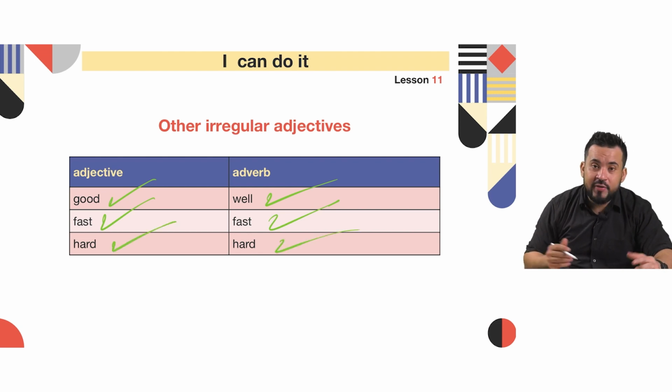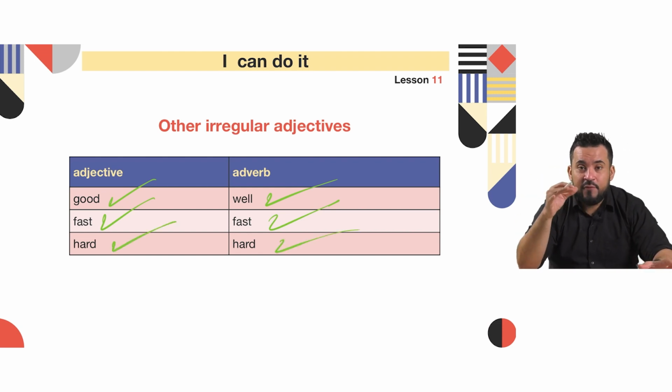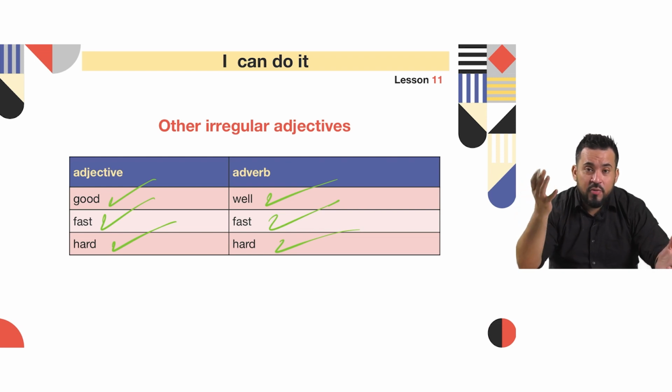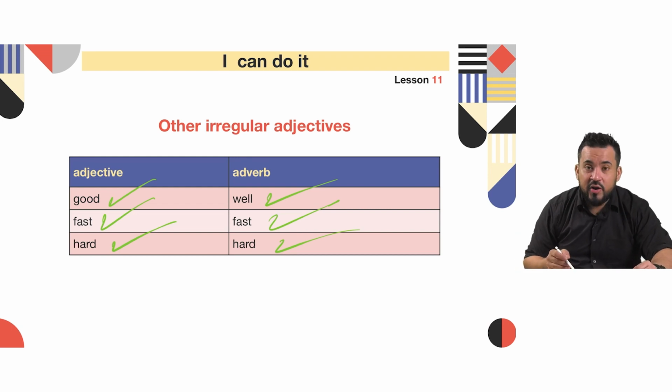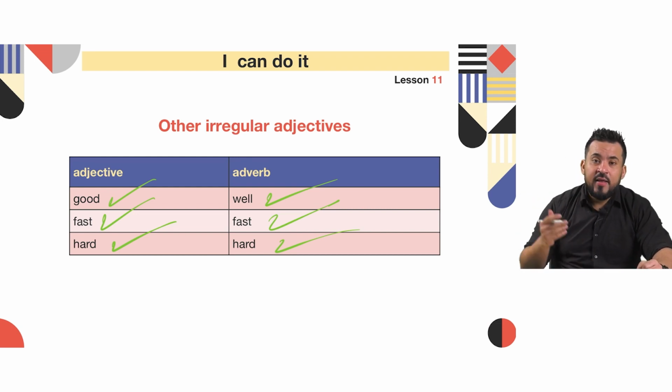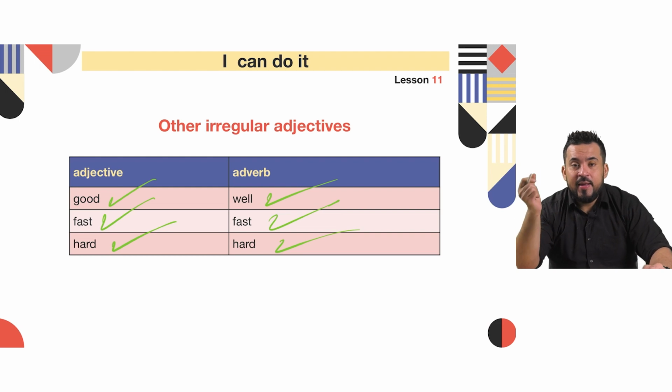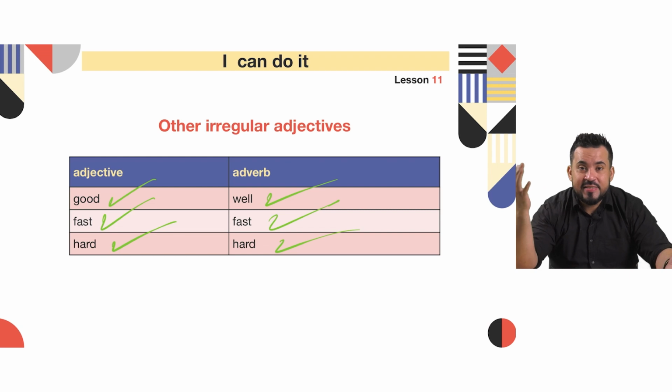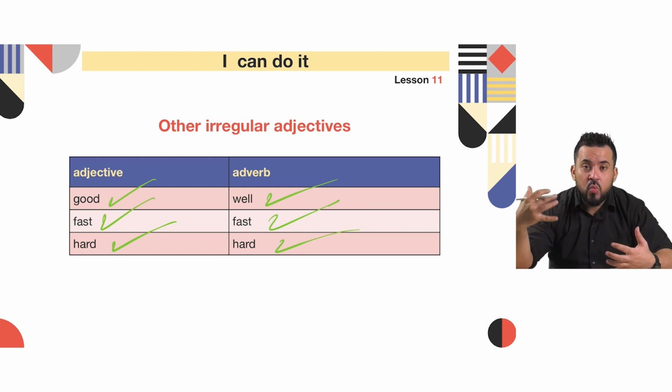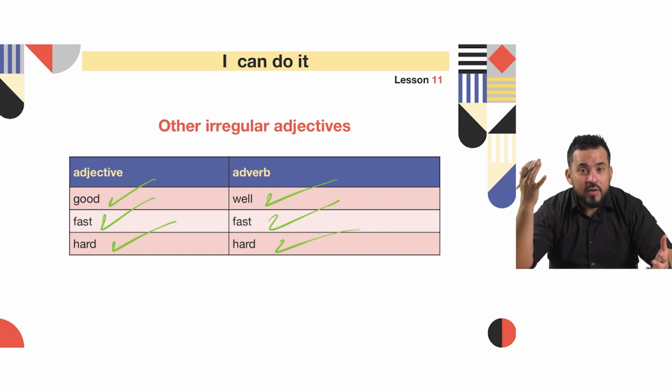Hard is the same. Again, just like fast, we can know if it's an adjective or an adverb by looking at what we're describing. So for example, this exam is hard. It's an adjective because it's talking about an exam. Exam is a noun. But if I say, for example, he works hard, then I know it's an adverb because works is a verb.